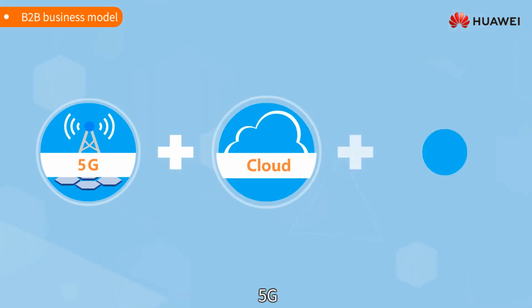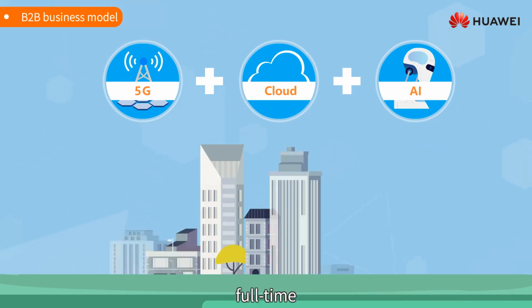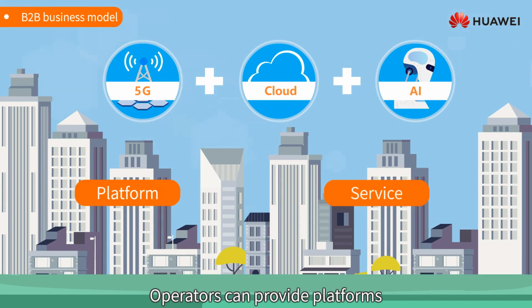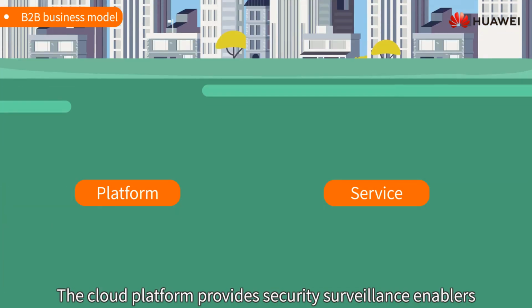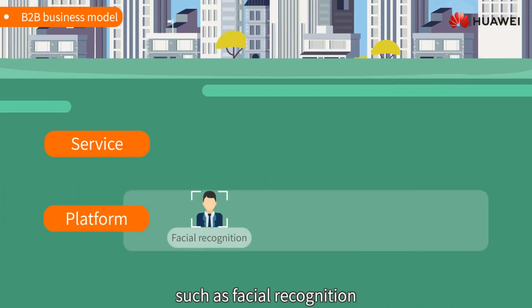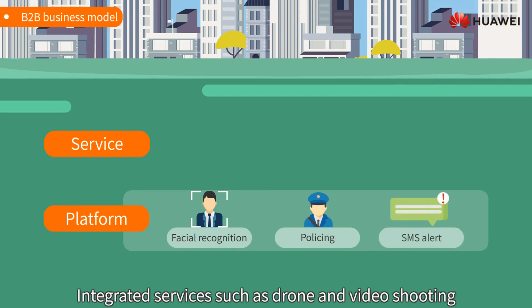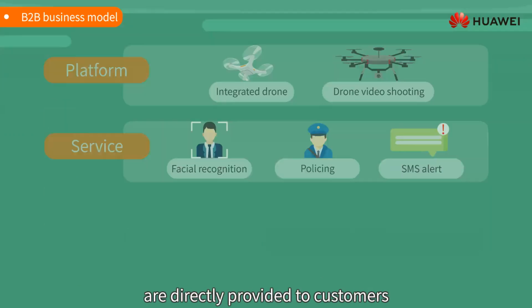For example, 5G, cloud, and AI are used to implement all-area, full-time, and HD smart city surveillance. Operators can provide platforms and services in addition to basic connections. The cloud platform provides security surveillance enablers such as facial recognition, public security interconnection, and SMS alert. Integrated services such as drone and video shooting are directly provided to customers.